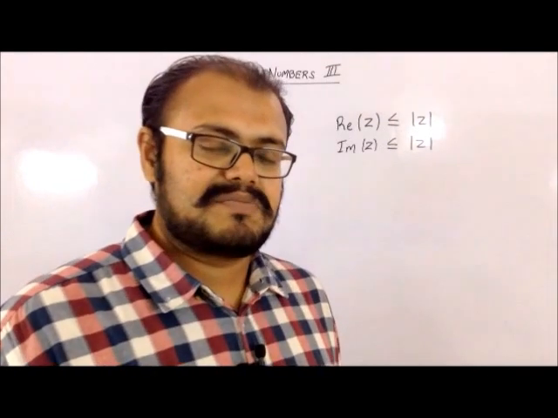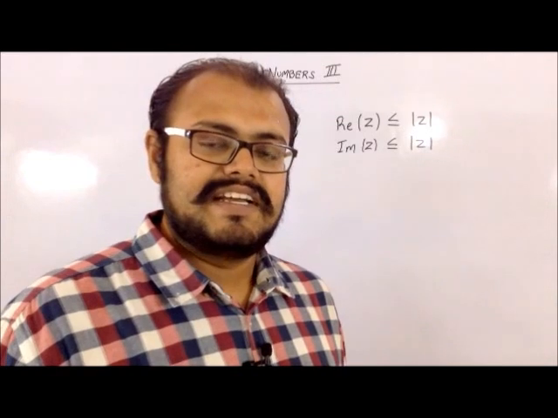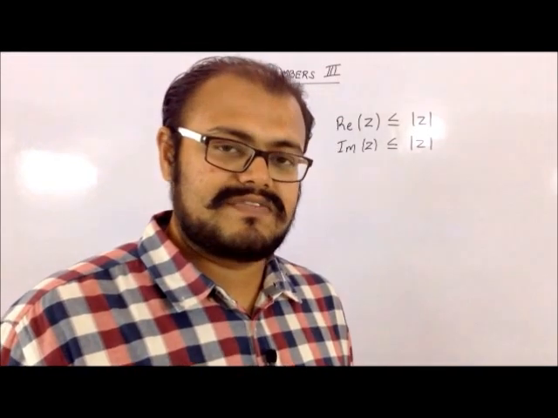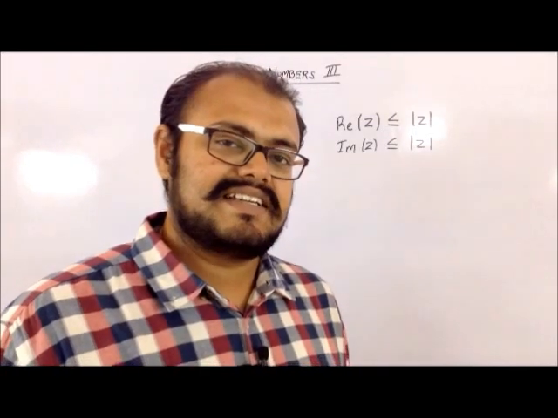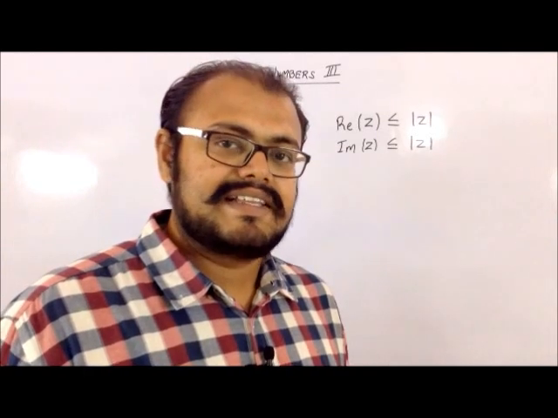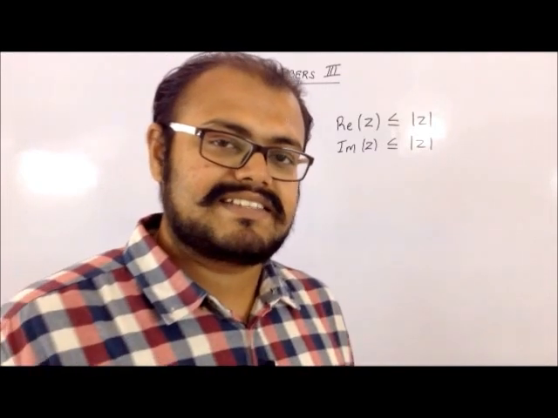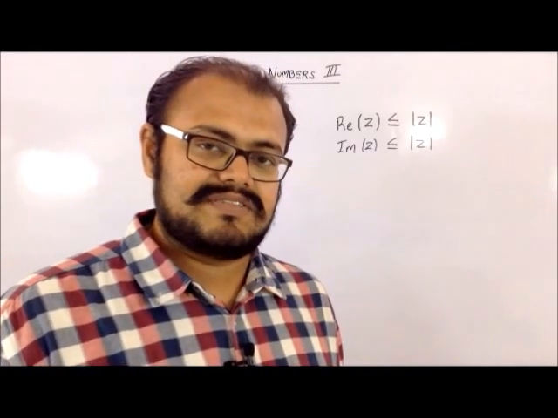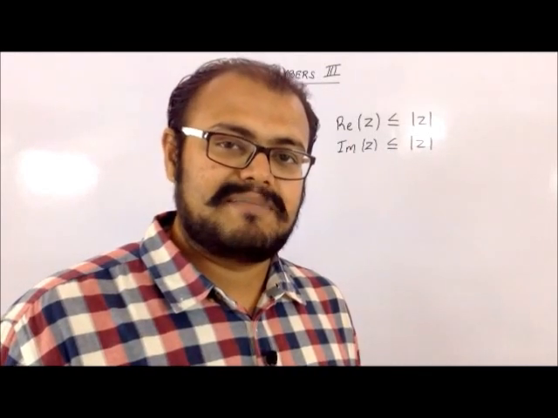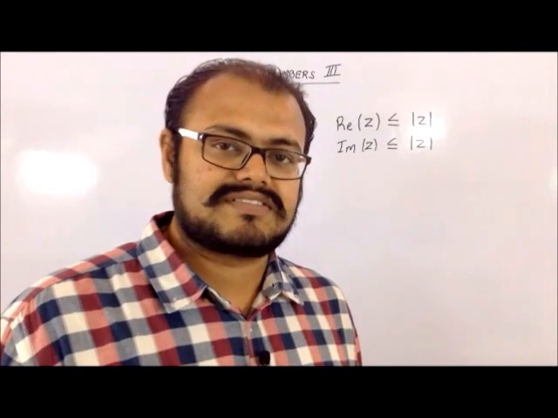The second set of properties are that the real part or the imaginary part of a complex number is going to be less than that of the modulus, which is again quite obvious because if my number is z equals x plus iy, then my real part will be x. X will be obviously less than root of x square plus y square, which is mod z. And in the same way y, which is the imaginary part of z, will also be less than mod z, which is root of x square plus y square.